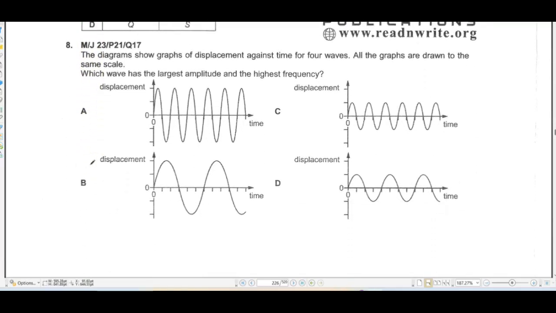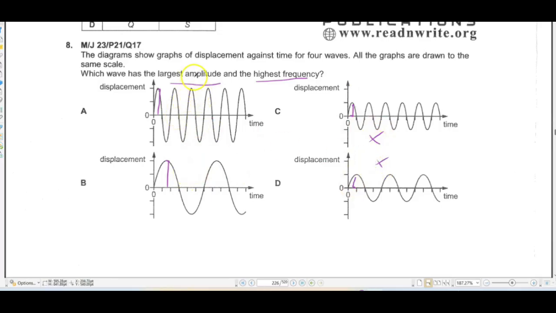Question number 8. The diagram shows a graph of displacement against time for 4 waves. All the graphs are drawn to the same scale. Which wave has the largest amplitude and the highest frequency? Now the largest amplitude would be the maximum displacement from the mean position. So these don't show the maximum displacement. These two are almost similar, so C and D can be eliminated.